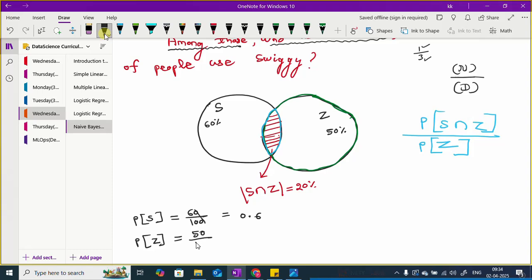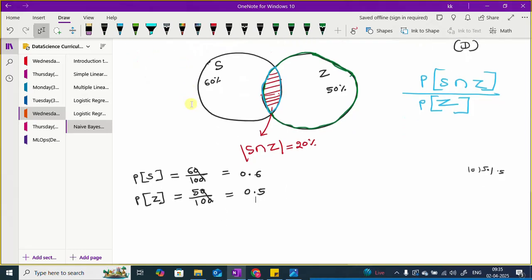50% means 50 divided by 100, since a percentage is out of 100. So this is nothing but 0.5. 1/2 means 0.5.